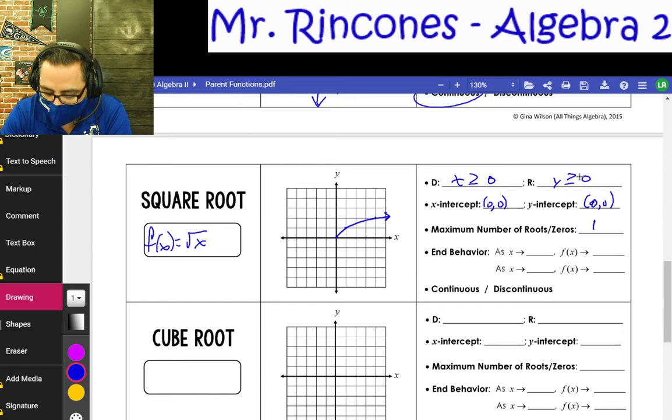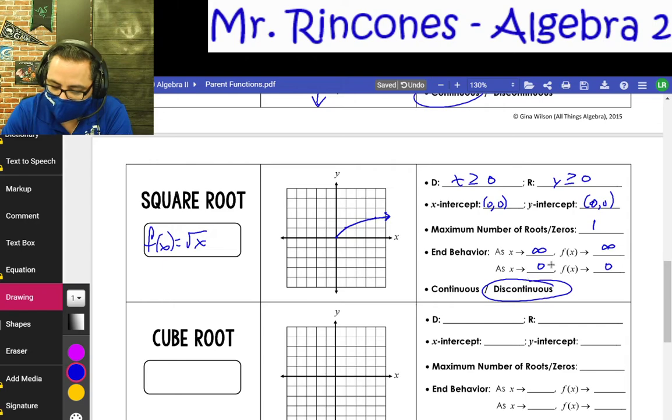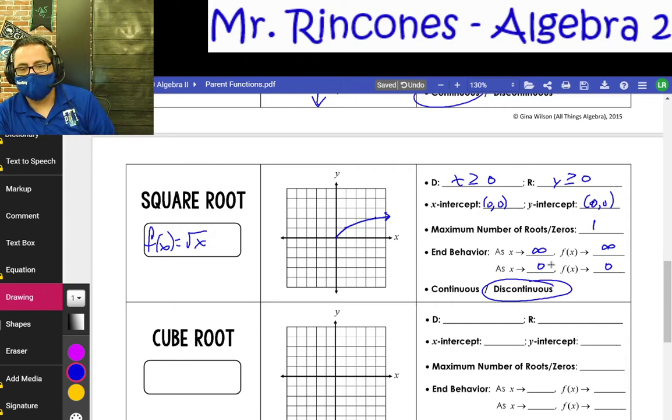All right, so end behavior. So as x approaches infinity, f of x goes towards positive infinity. As x approaches 0, f of x approaches 0, right? This is where it is. And this one is definitely not continuous, so we'll mark it discontinuous.